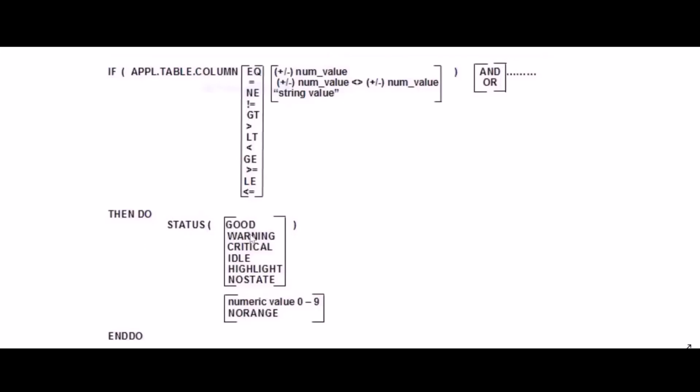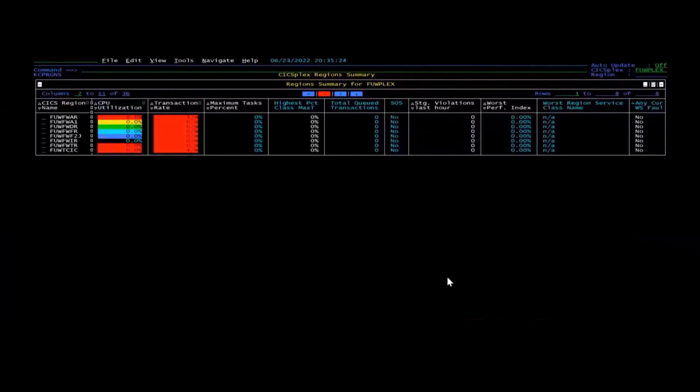Now, again, we've seen good, warning, critical, idle, and highlight, which are all states, and those are the reverse video colors. There's also no state, which is not reverse video, but as you remember, turquoise in color, but not reverse video. Lastly, one other thing to point out is I've been using the member called KCP Thresh.